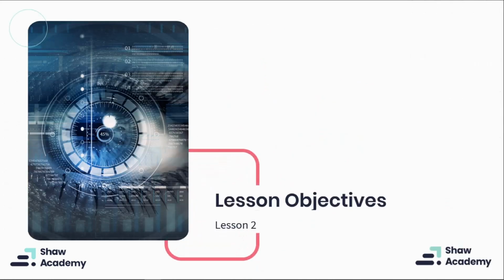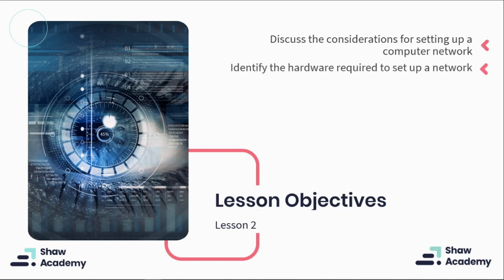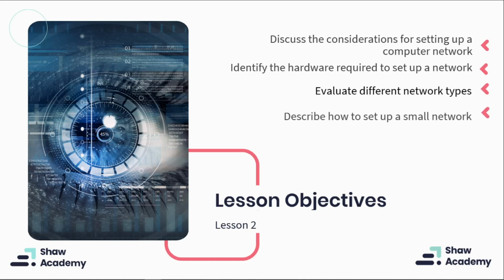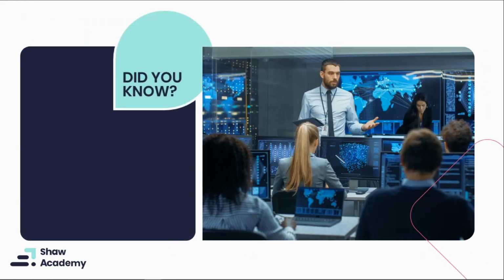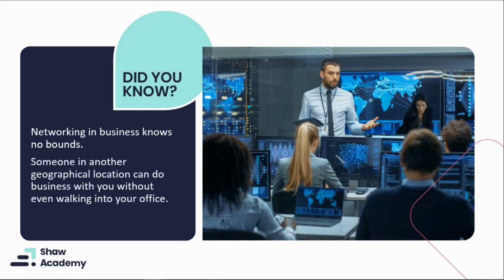Today's lesson is divided into 4 sections. By the end of this lesson, you should be able to discuss the considerations for setting up a computer network, identify hardware requirements to set up a network, evaluate different network types, and describe how to set up a small network. Before we dive into this lesson, you surely already know and have experienced that networking in a business scope knows no bounds. For example, thanks to networking, someone in another geographical location will be able to do business with you without having to walk into your office.